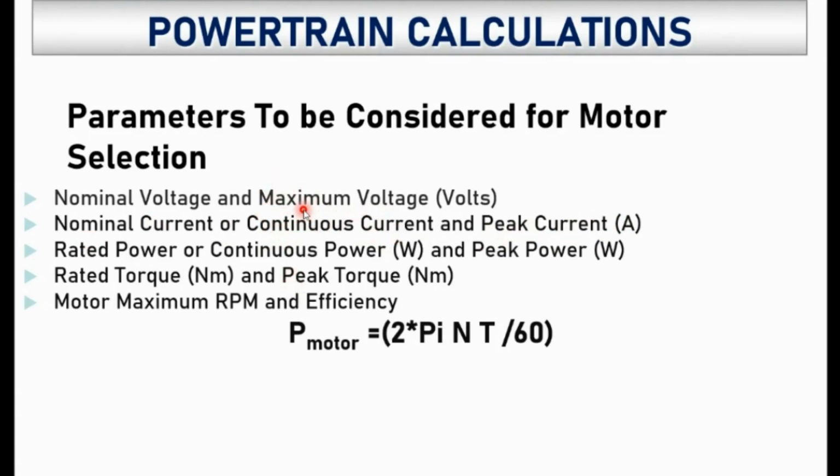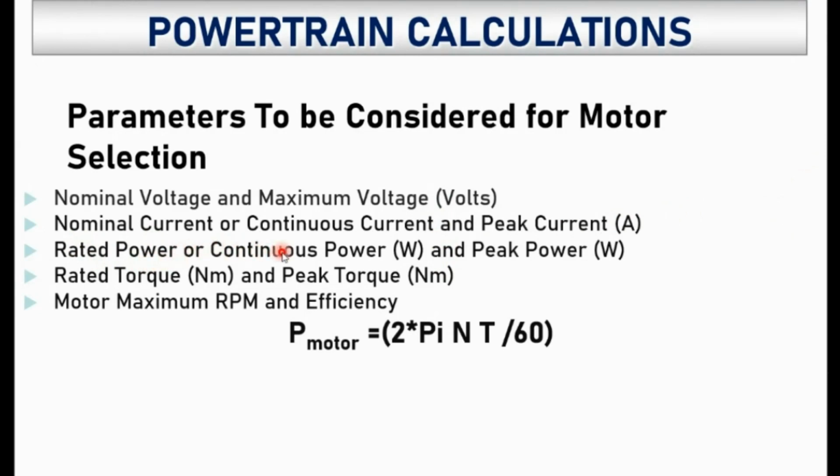How critical is this information now? This information like nominal voltage, maximum voltage, nominal current, continuous current, peak current should be considered while you choose a battery pack. Your battery pack is going to be your energy source that should be providing the energy to the motor. So this should correlate with the battery that you're going to choose. That's why these parameters are important to be in line with the energy storage device as well.